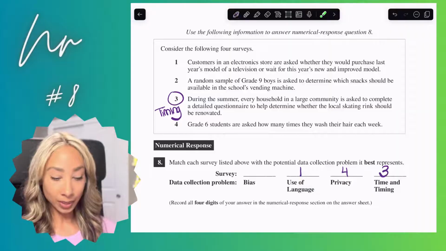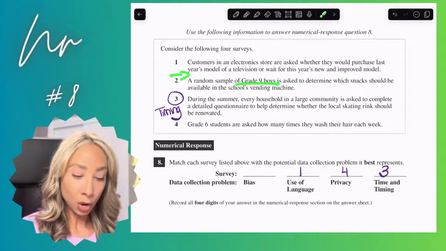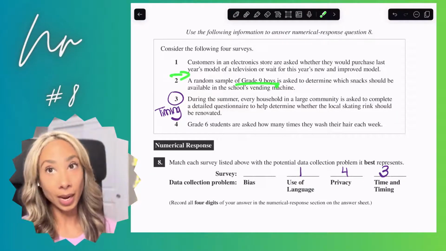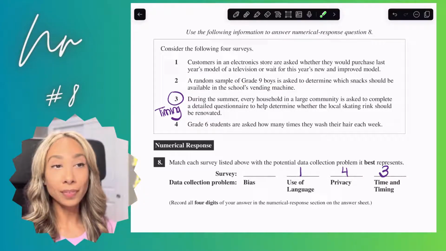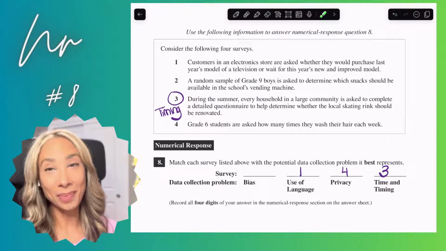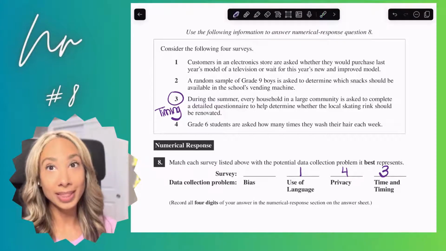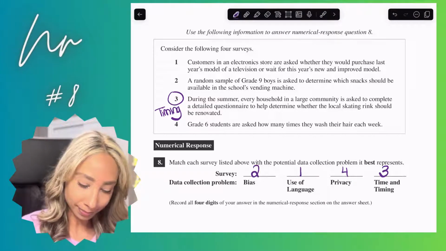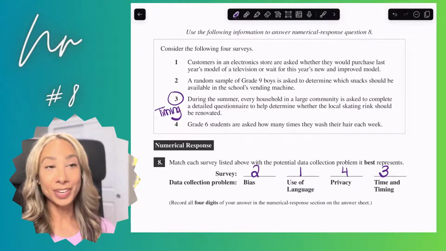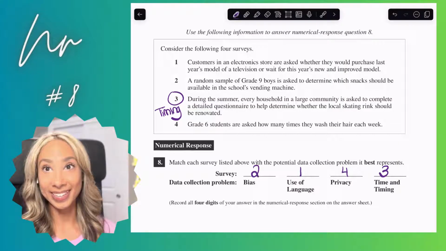And then finally with number 2, our statement here, we're asking random grade 9 boys. So the fact that it's random is great, but of course, you're asking teenagers what they want in their vending machine. So it does become a little bit biased, and they're going to want the foods that they prefer. So our answer for this question is 2143.